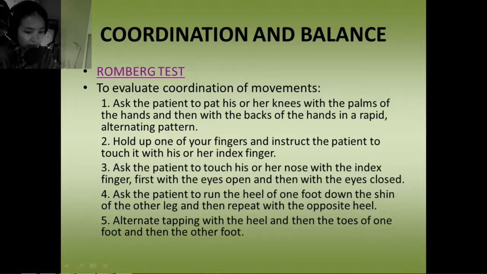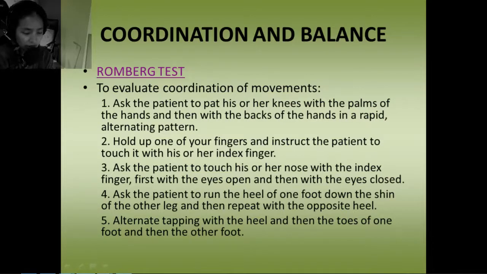For the third one, ask the patient to touch his or her nose with the index finger, first with the eyes open and then with the eyes closed. So again, in this case, they will have to open their eyes and then touch their nose. Naturally, they can do that. Next, you would ask them to close their eyes and then they will touch their nose again. If they have a sense of coordination and balance, they would be able to touch their nose even with their eyes closed.